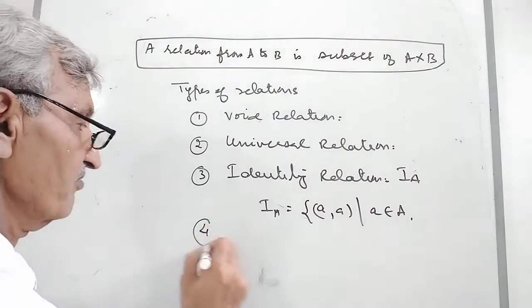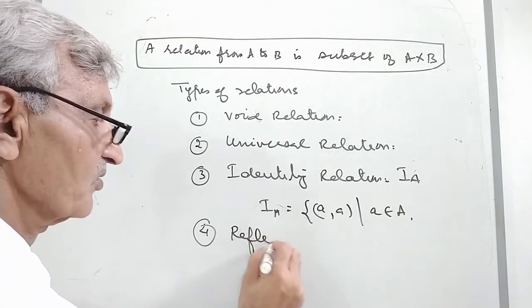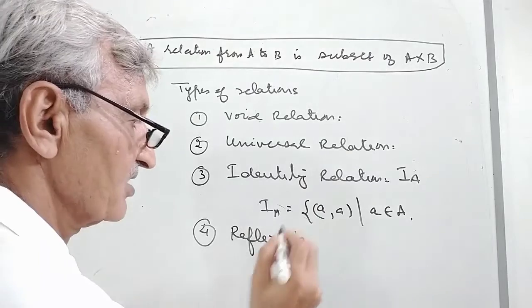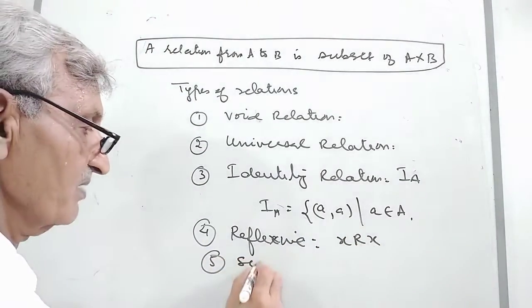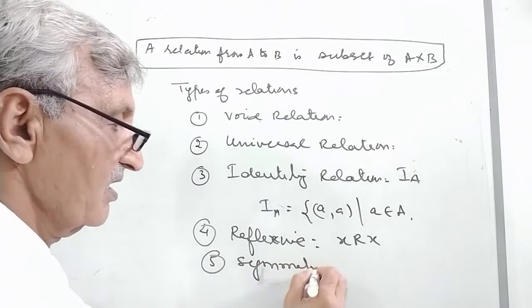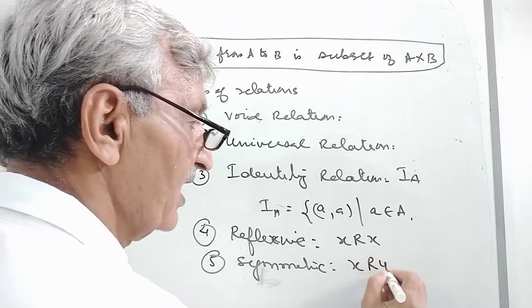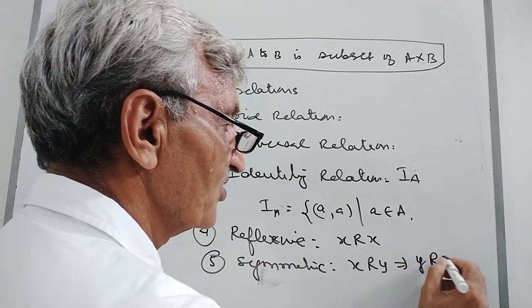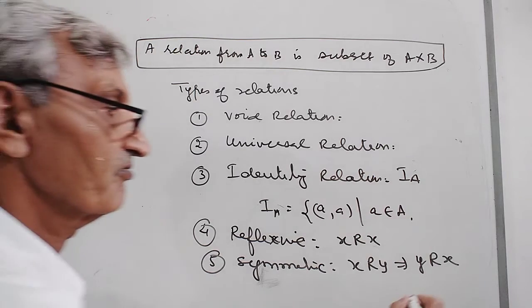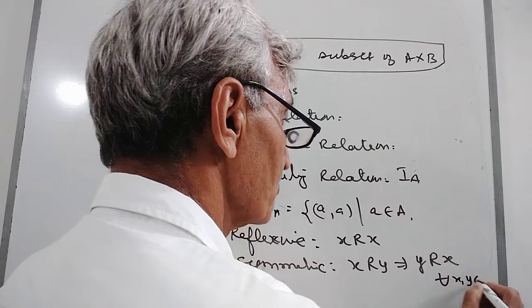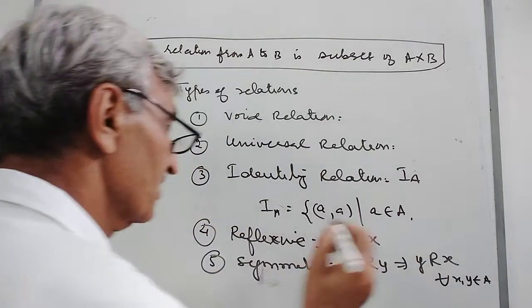Now the next one is reflexive. Reflexive: x related to x. The second one is symmetric. Symmetric means when x is related to y, then y is also related to x. This is called a symmetric relation, for all x and y belonging to A, in A cross A.